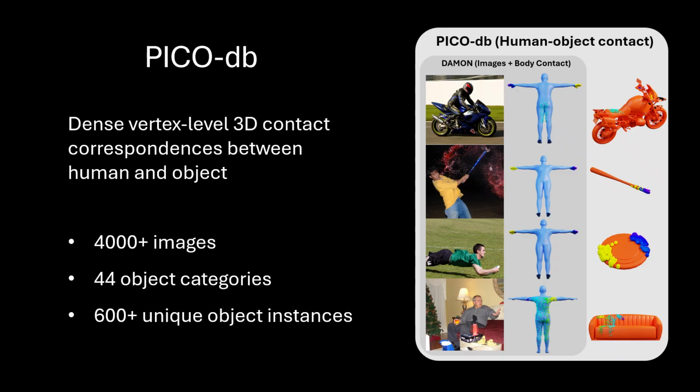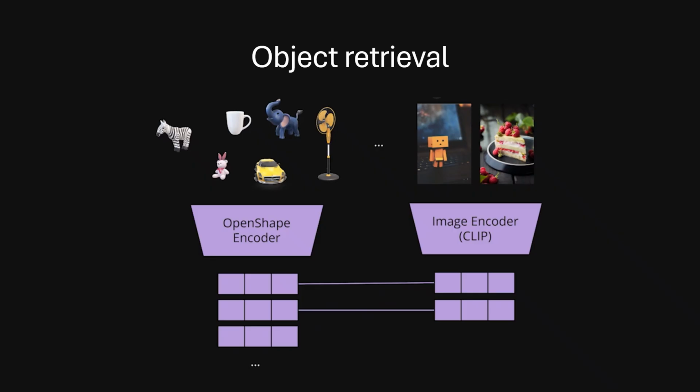First, we collect PICO-DB, a unique dataset that pairs natural images with dense vertex-level 3D contact annotations for both the human and the object, as well as rich 3D contact correspondences between them. Here we show example annotations from PICO-DB. The RGB image is on the left, the color-coded body contact is in the middle, and the annotated object contact on the right. To collect PICO-DB, given an RGB image, we retrieve the matching 3D object from the Objaverse dataset by querying the closest object embedding in the joint image object latent space of the OpenShape Foundation model.